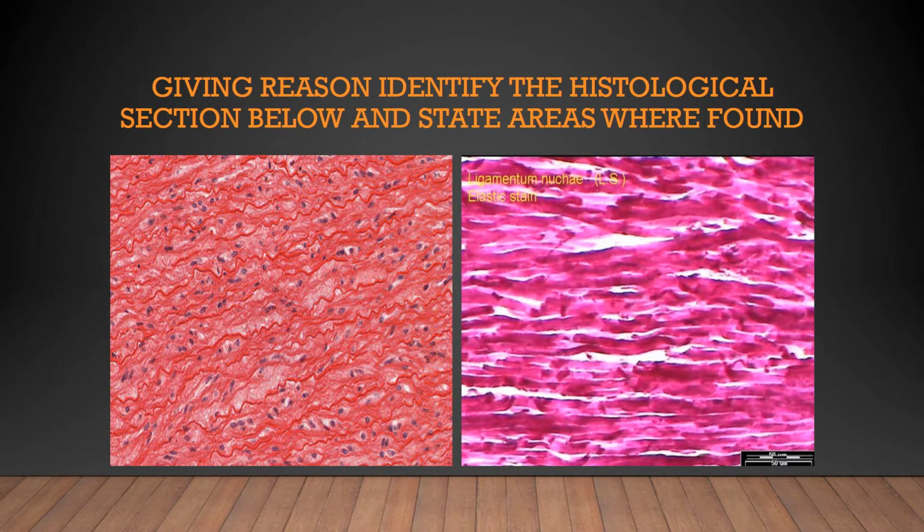This next slide is of elastic connective tissue, and the reason is that it has branching bundles of elastic fibers, a scanty amount of ground substance, and it has a reduced number of cells. And elastic connective tissue is found in areas that require elasticity apart from strength. So it's found in the ligamentum nuchae, which in this case is the slide on the left, and it's also found in elastic arteries, which is the slide on the right.